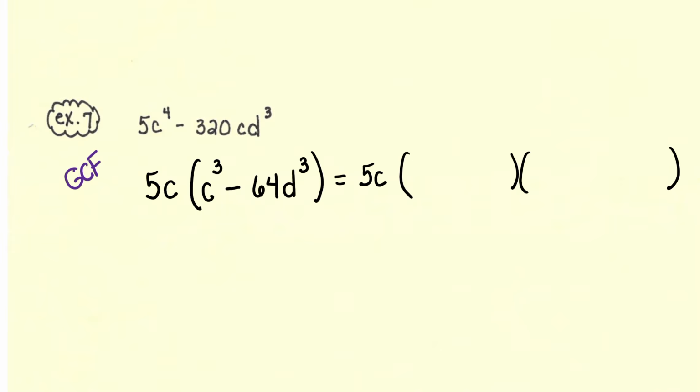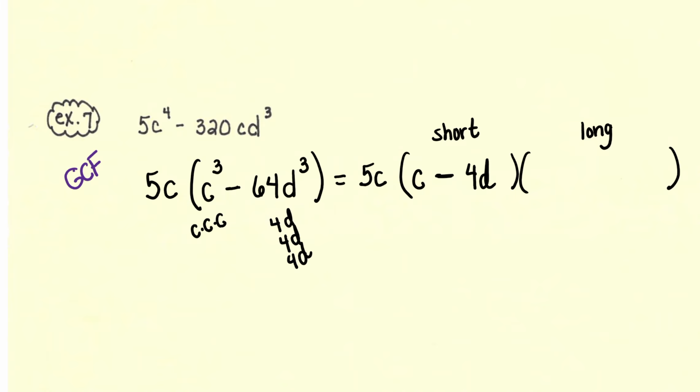Short, long. So in the short, you're going to come over here and you're going to see what did I cube to get this, which is C times C times C. So put it there. Over here, you're going to see what did I cube to get 64, which is 4 times 4 times 4, and D times D times D. So that's 4D, 4D, 4D. Whatever sign is here, that's the sign that goes in the short parentheses. Then it's going to be minus, plus, plus. And again, that's your rule for subtraction: minus, plus, plus.